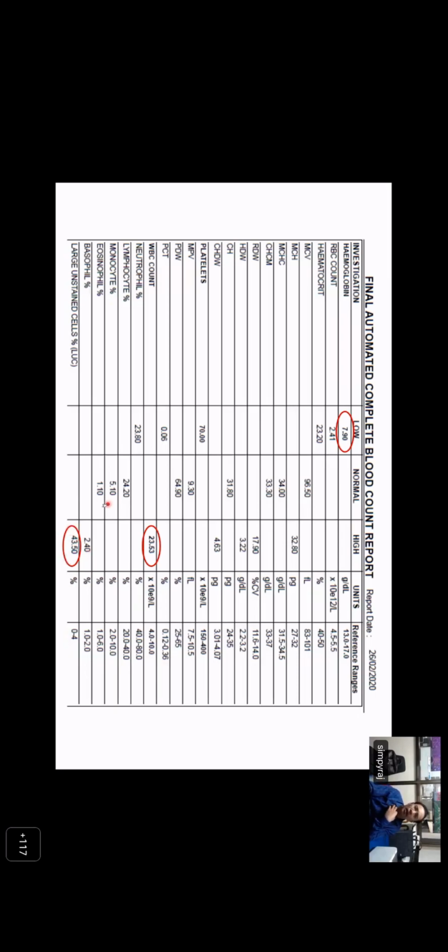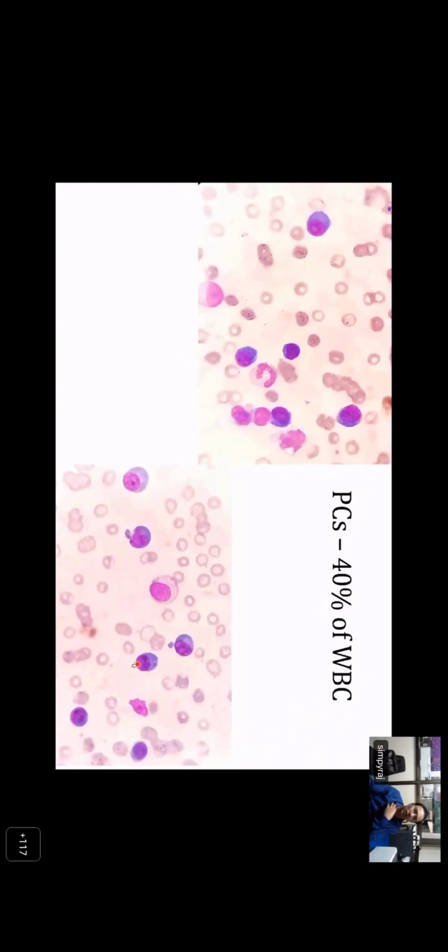Okay. Let's go to the peripheral smear. You can see the peripheral smear. As you can see, there is rouleaux formation in the background. Let's do the closer view. So the closer view, anyway, Zoya, can you see what are these cells? Yeah. So plasma cells. All right.